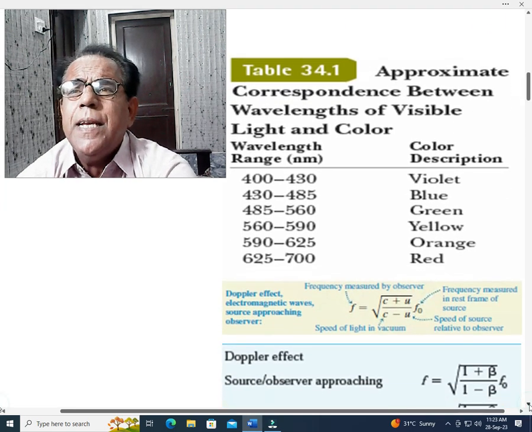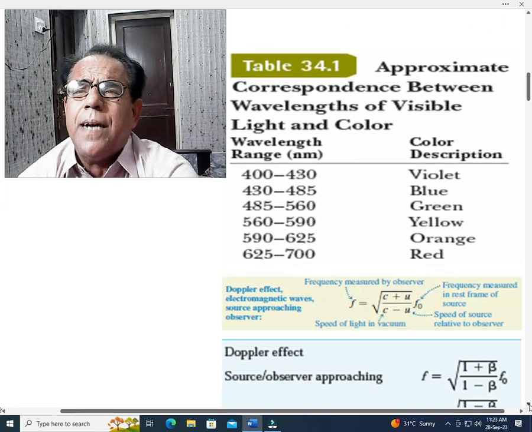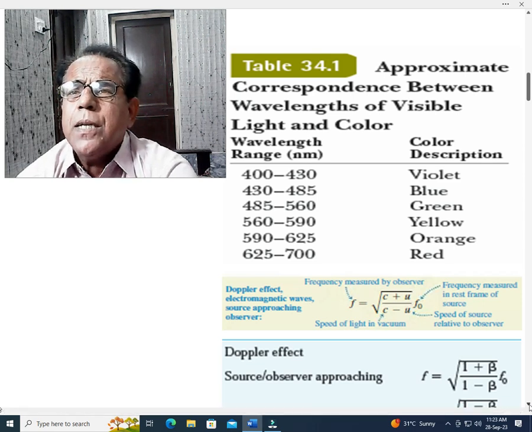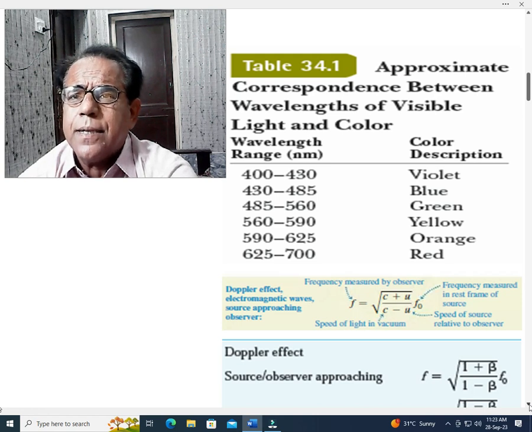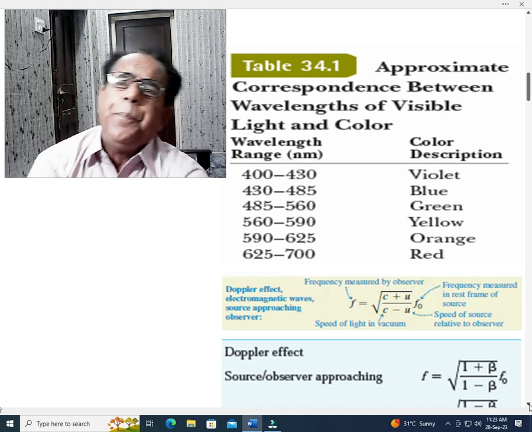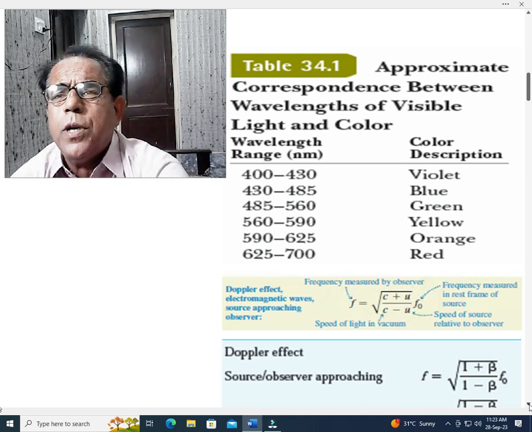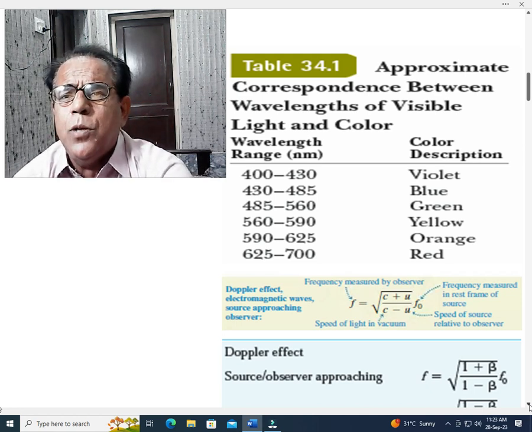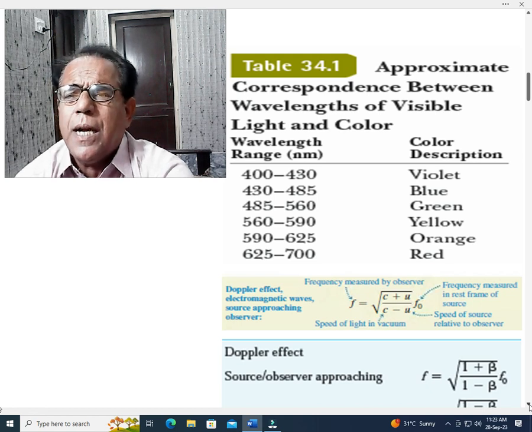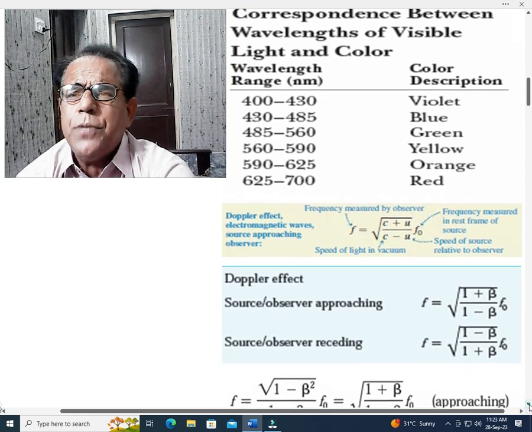Similarly, the second snapshot, which may be termed as an alternate version of the same. Approximate correspondence between wavelengths of visible light and color. Wavelength range in nanometer and color description: violet, blue, green, yellow, orange, red. Violet is from 400 to 430, while blue is from 430 to 485 and so on. Last is red, which is 625 to 700.